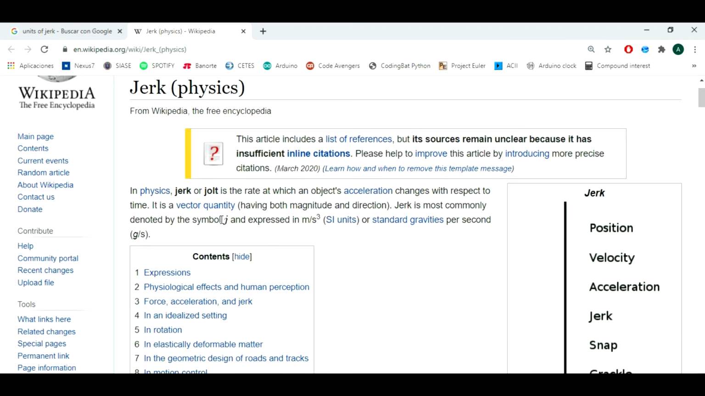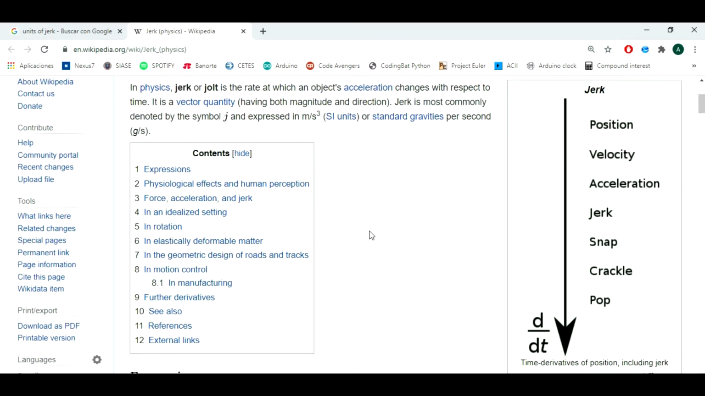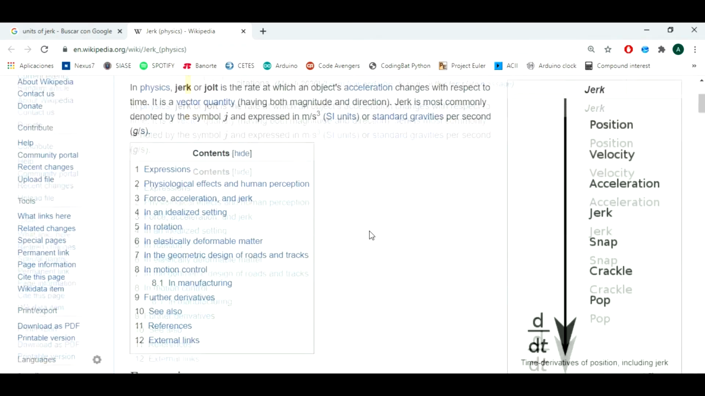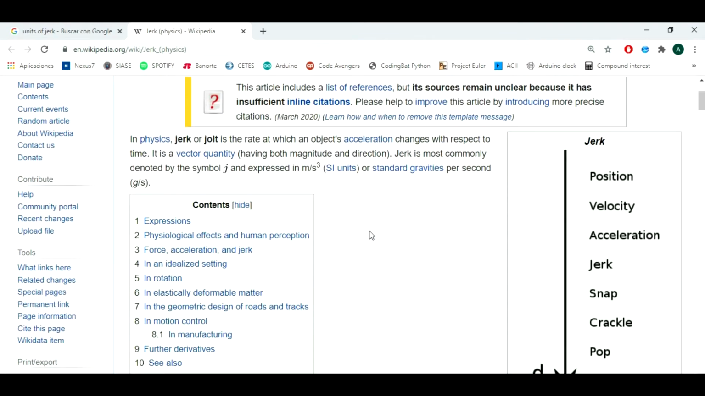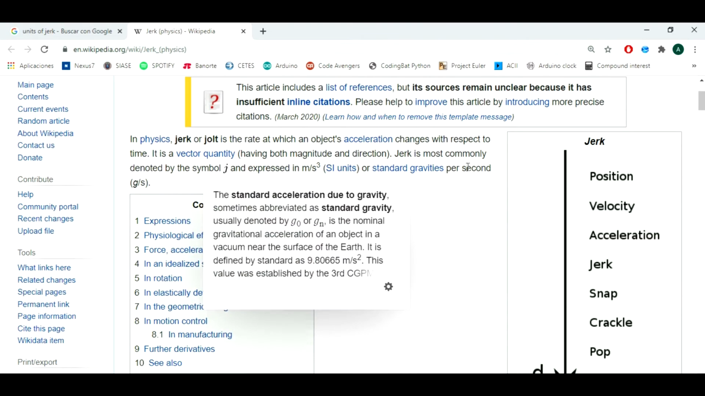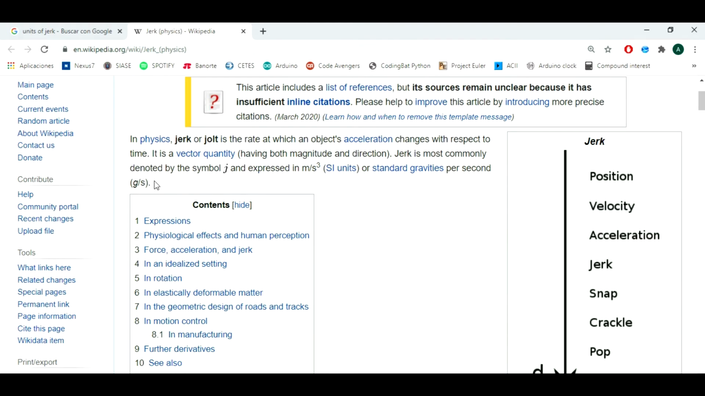Okay, the symbol is the letter J, and the units are meters per second cubed. You can look for this information over the internet. Other units are standard gravities per second. These units are very common when they are testing astronauts. You remember that machine that spins, so they can see if the astronaut can tolerate the gravities, and see when that astronaut is going to pass out or something like that.